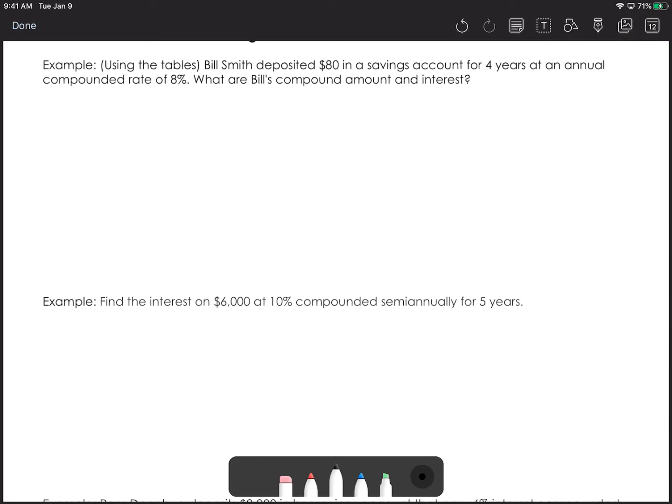Okay, so here's an example using the tables. Instead of what we did in the previous example where we did it by hand 4 times, we're going to do that same example with the tables. Now, in order to use the tables, there's some things you need to know. You need to know the rate per period, because this is how we're going to look it up on the table. And you need to know the number of periods.